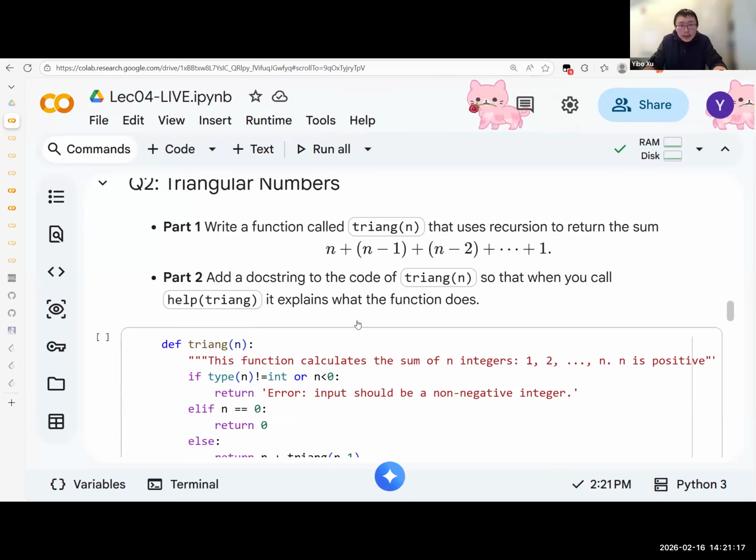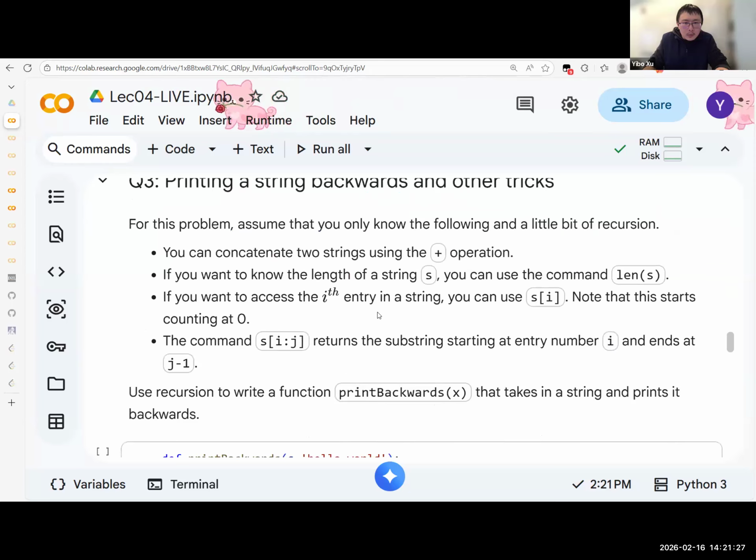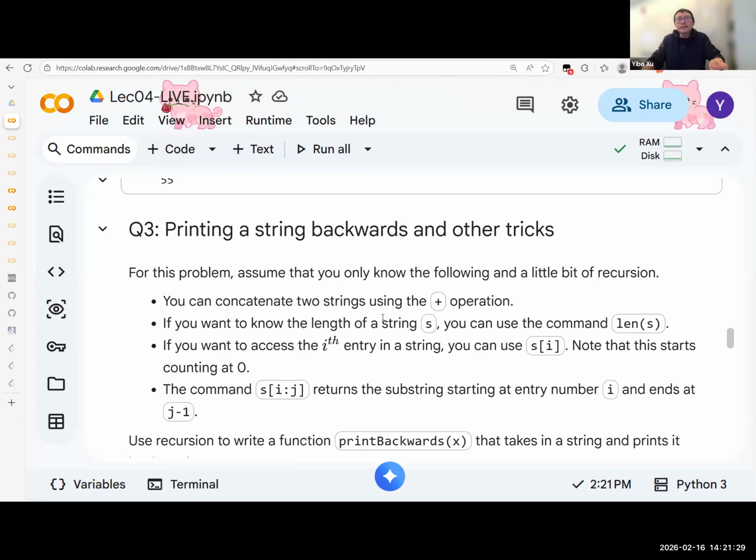So, triangular numbers. Yeah, you guys can play with that. It is by no means sufficiently different. So I would say, okay, question 3.